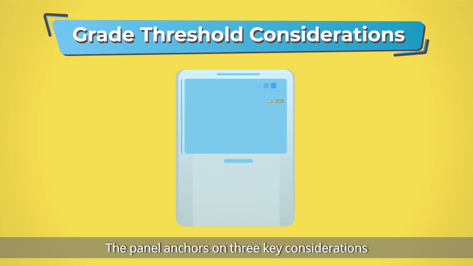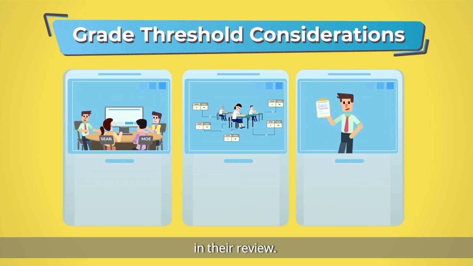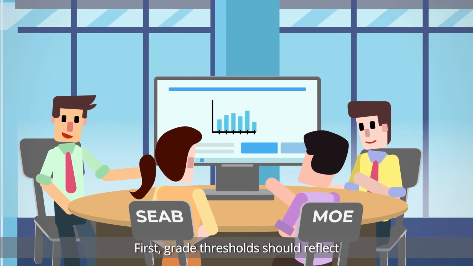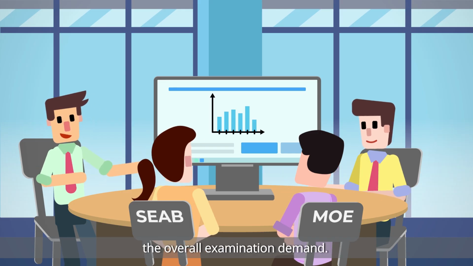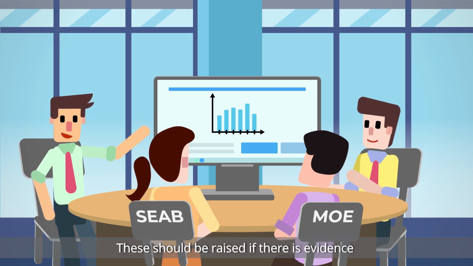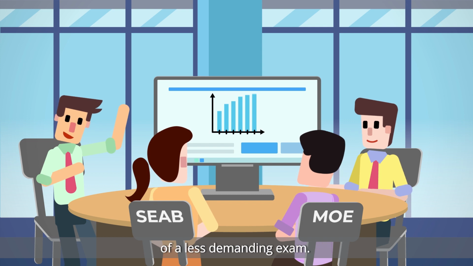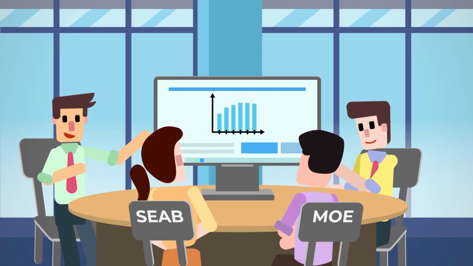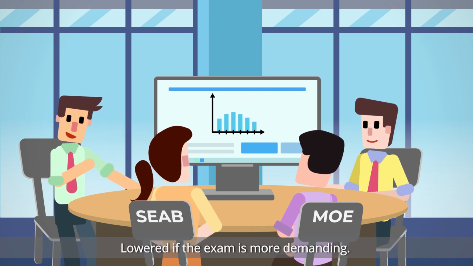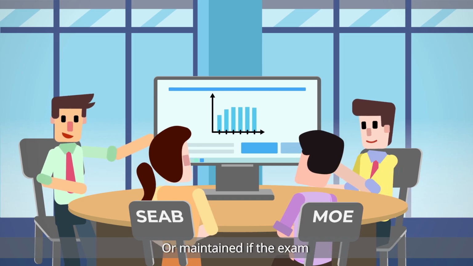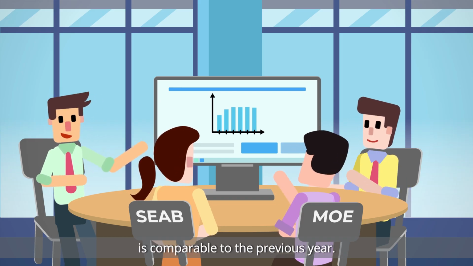The panel anchors on 3 key considerations in their review. First, grade thresholds should reflect the overall examination demand. These should be raised if there is evidence of a less demanding exam, lowered if the exam is more demanding, or maintained if the exam is comparable to the previous year.